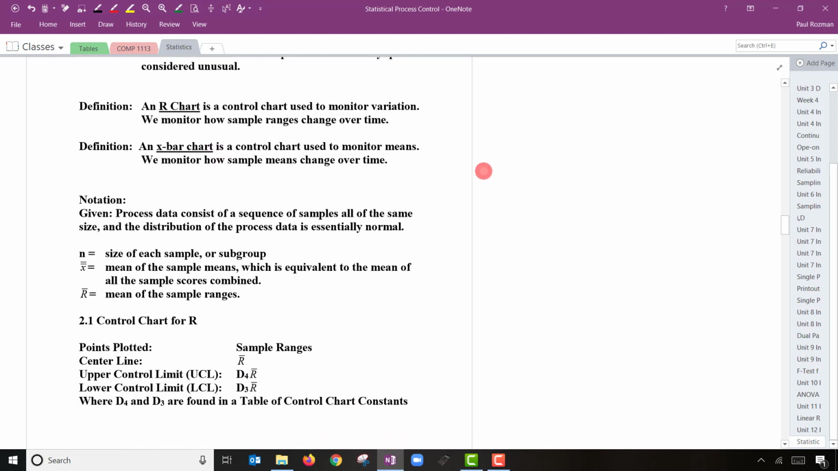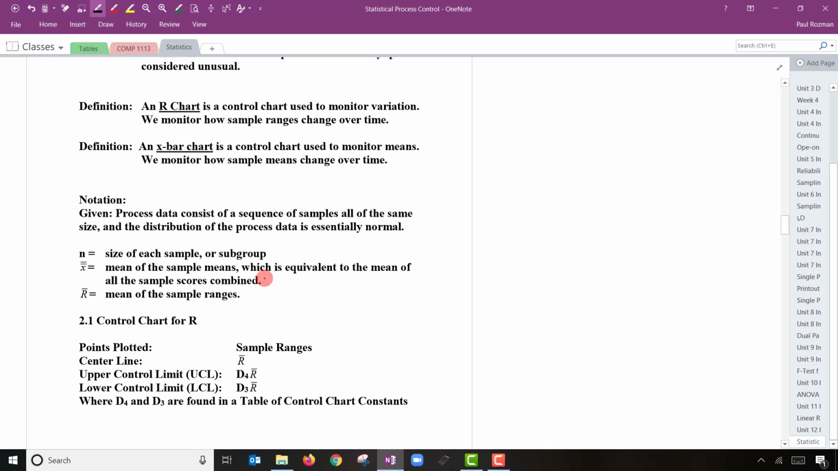Some notation for us. N will be not the number of samples we have, but it's the size of each sample. Remember in our concrete example, we were checking each day over 20 days, and each day we checked 5 bags of concrete. So our N in that case is 5 samples, say, per day. And then we calculated the mean each day and the range each day.